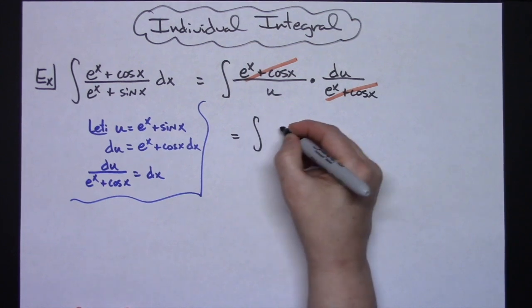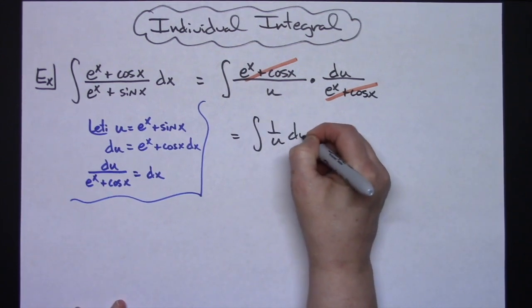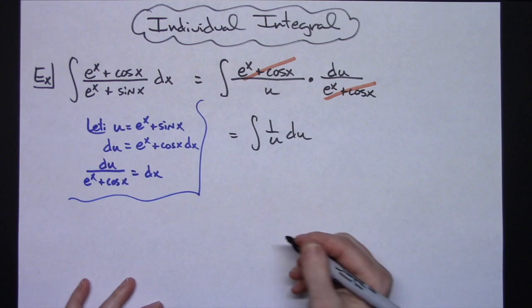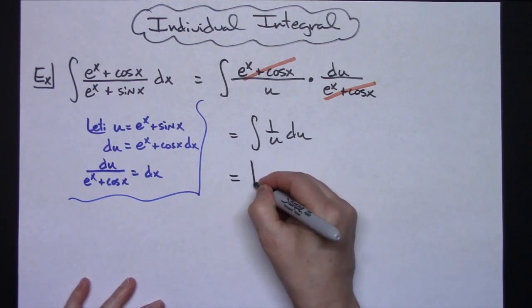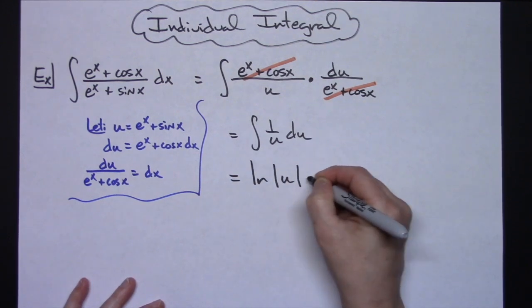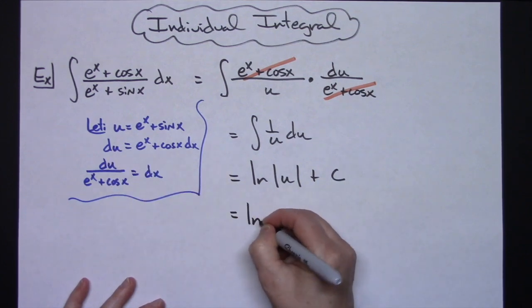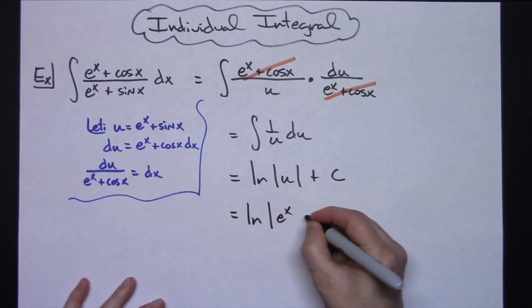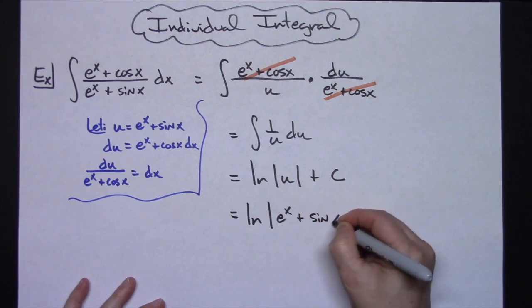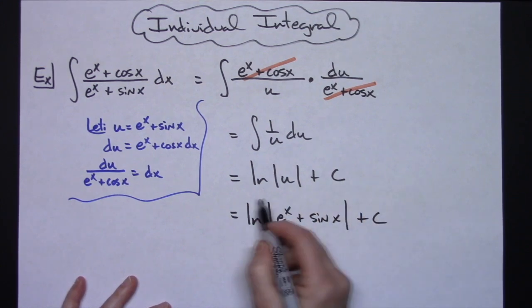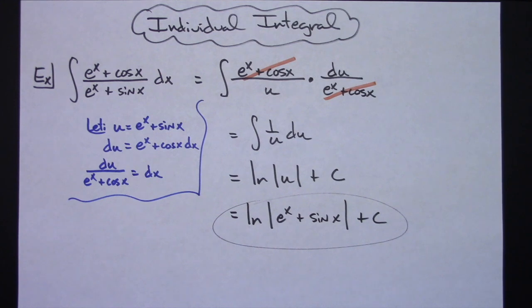That's going to leave us with the integral of 1 over u du, and that one we have memorized as being the natural log absolute value of u when we integrate that. So putting that u back in, we'll have natural log absolute value of e to the x plus sine x, and then plus c for a final answer there. So pretty straightforward, a basic u substitution on this one.